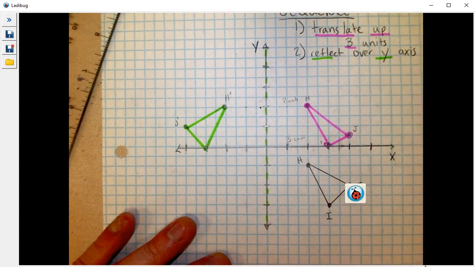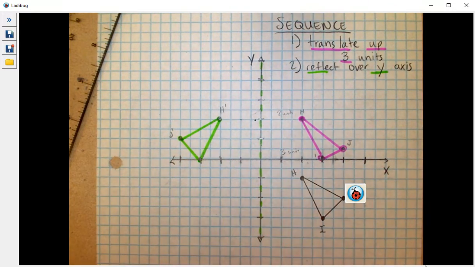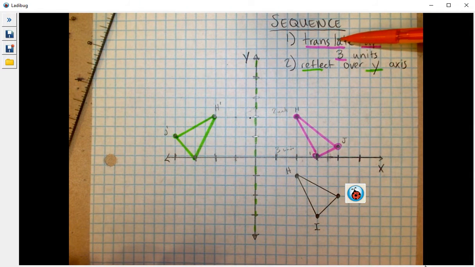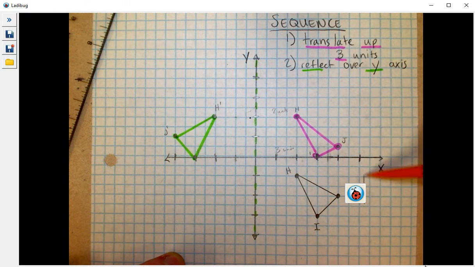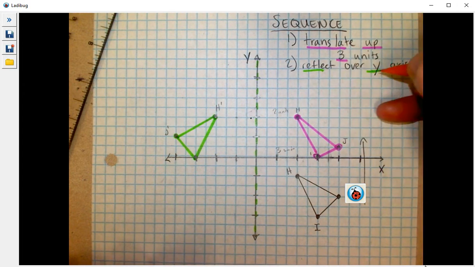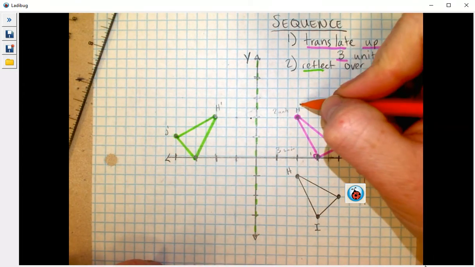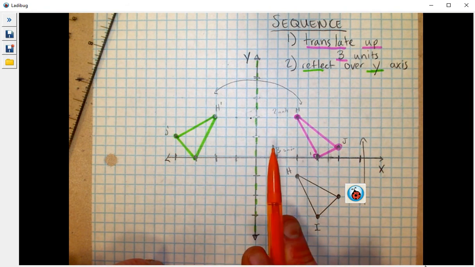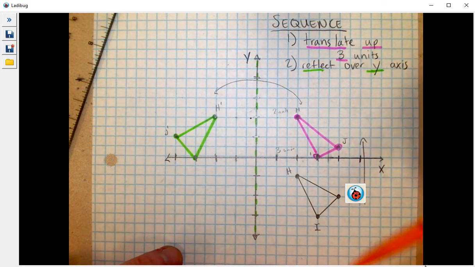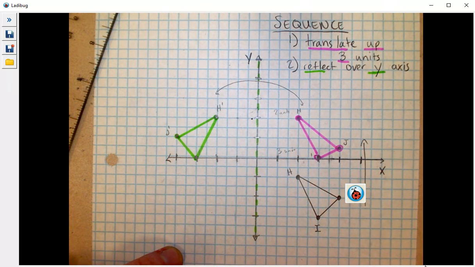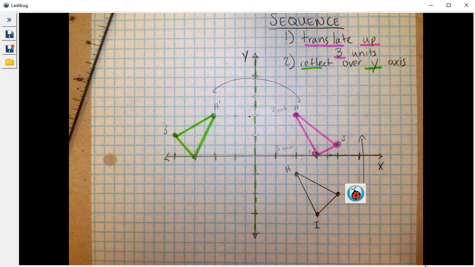So, to recap, we started with our triangle HIJ. We did our first step in our sequence, which was to translate up 3 units. So it slid up. And then we did our second step, which was to reflect over our y-axis. This is our y-axis here. We flipped it over the y-axis, and it's a mirror image, so it looks like the opposite of that triangle. So here is our location of H prime, I prime, J prime. And that is how you can conduct a sequence of transformations on triangle HIJ.